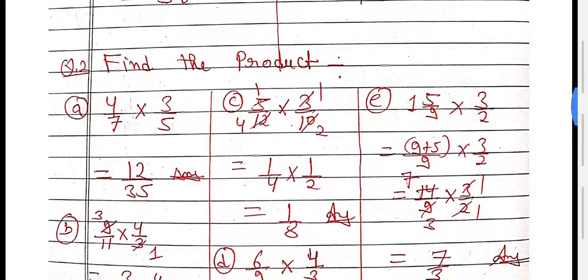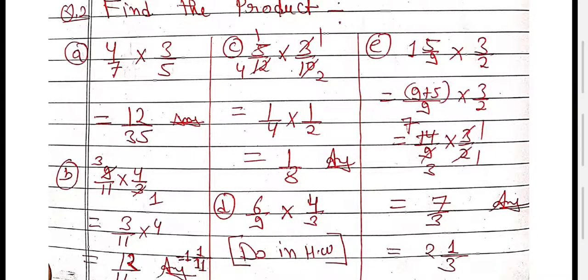Come on E part. E part is 1 and 5 upon 9. All of you know how can we solve the mixed fraction? Now just like that one, we have to solve like that one. 9 1s are 9 plus 5 upon 9 and 3 upon 2 as it is. What is here? 9 1s are 9 right here and then plus 5 into 3 by 2. Now what you get? 9 plus 5 you get 14. 14 upon 9 into 3 by 2. Now just divide. 3 1s are 3, 3 3s are 9, 2 1s are 2, 2 7s are 14. What you will get here? You get here 7 upon 3 into 1.